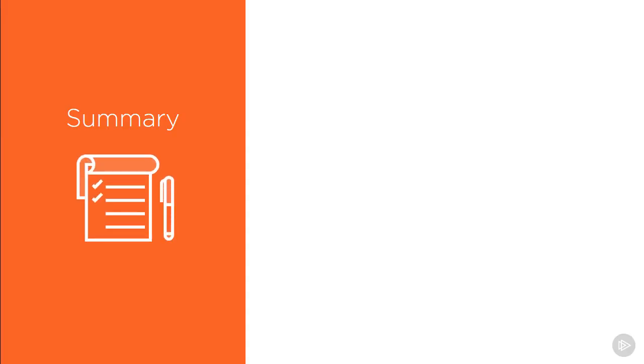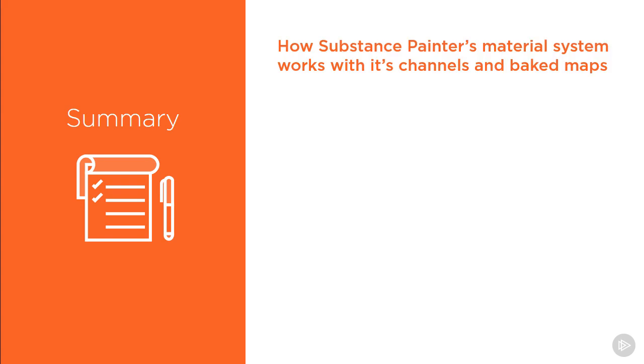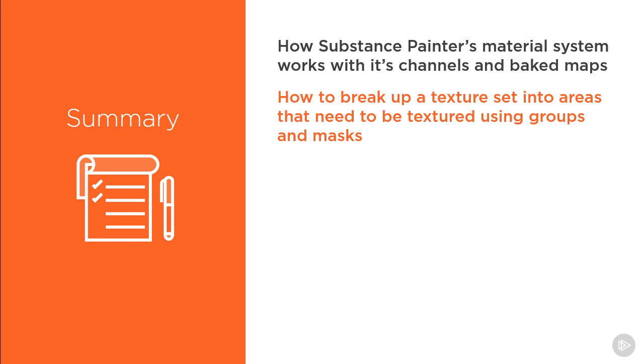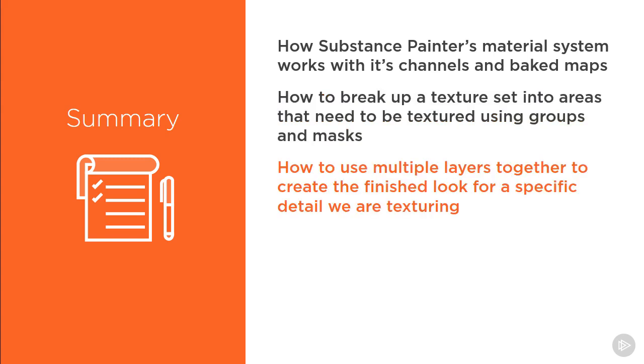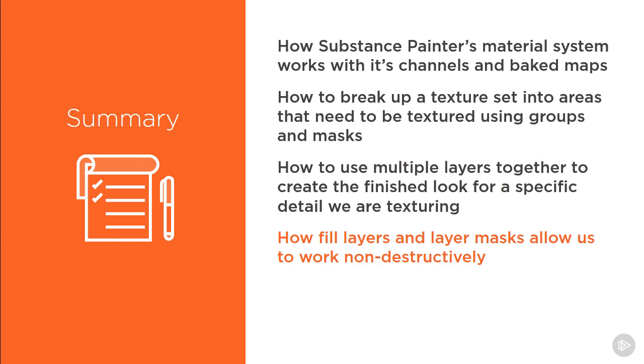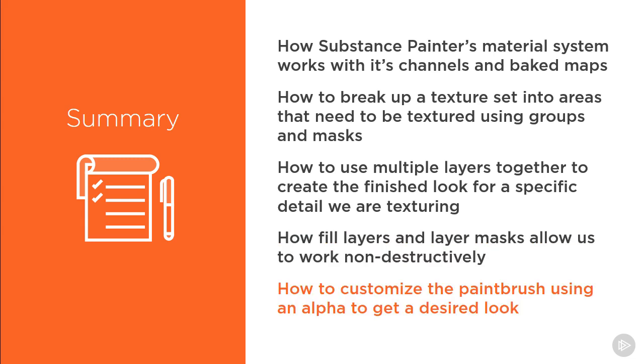All right, great. Let's go ahead and just review what we've covered in this module. First, we've learned how Substance Painter's material system works, using both channels and maps that we've baked. Next, we learned how to break up a texture set into areas that need to be textured using groups and masks. Next, we learned how to use multiple layers together to create the finished look for a specific detail that we're texturing. We learned how fill layers and layer masks allow us to work non-destructively. And lastly, we learned how to customize the paintbrush using an alpha to get a desired look.